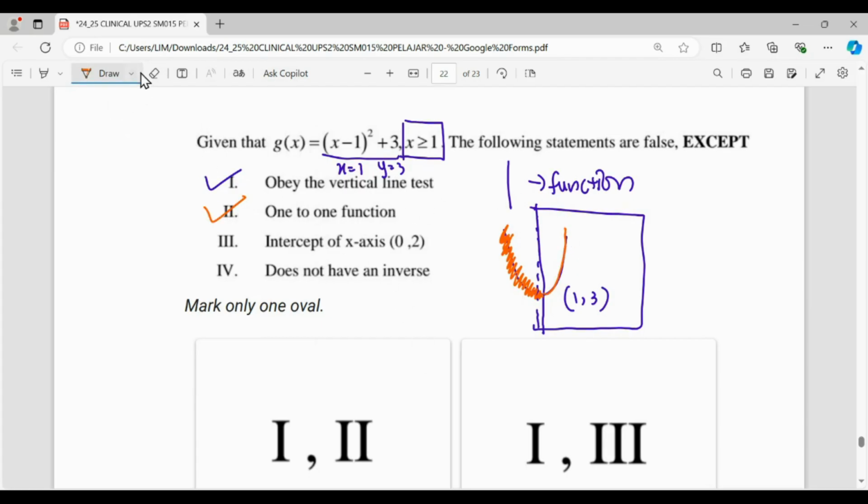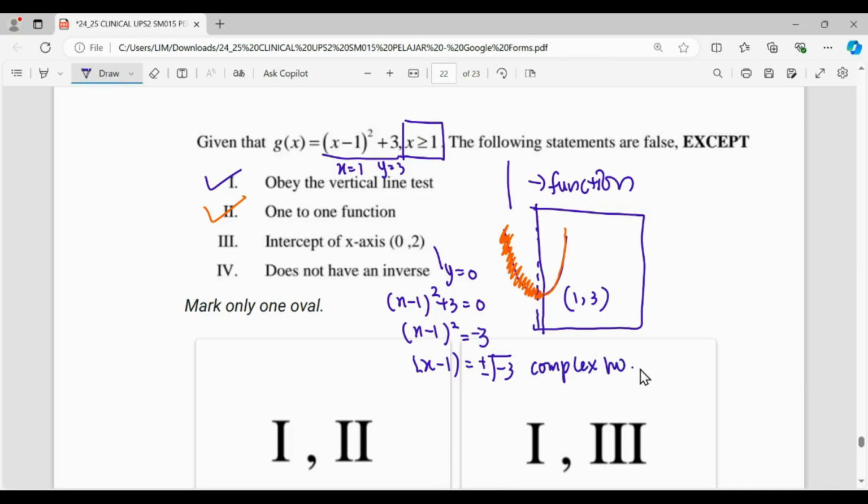Its intercept at the x-axis is 0, 2. For the x-intercept, we need to calculate with y equals 0. So when y is 0, (x minus 1) squared plus 3 equals 0. Move the 3, it becomes negative. Then move the square, the square root of -3 means this is a complex number. When we have a complex number, it means there is no real root. When there is no real root, it does not have any intercept. This is wrong.